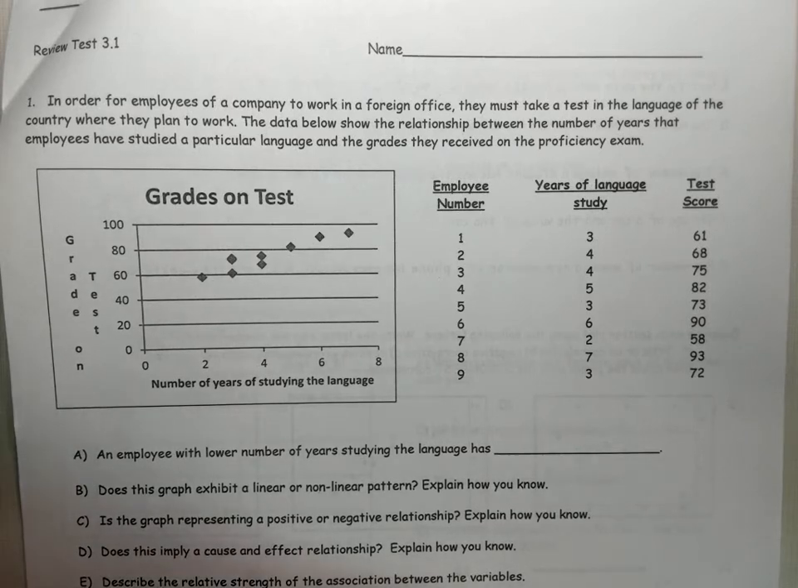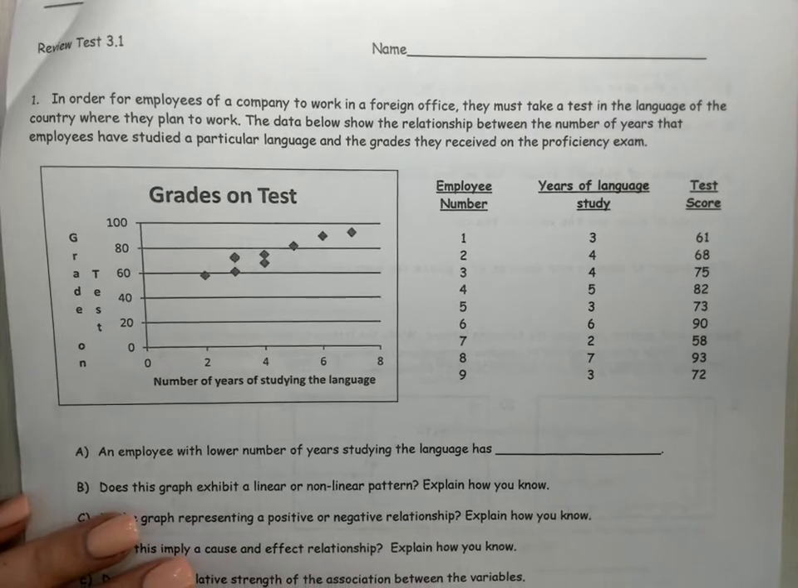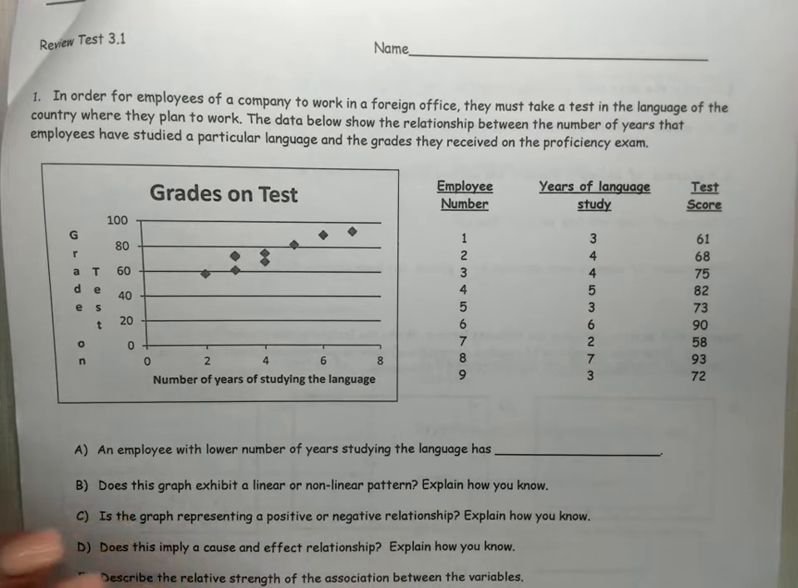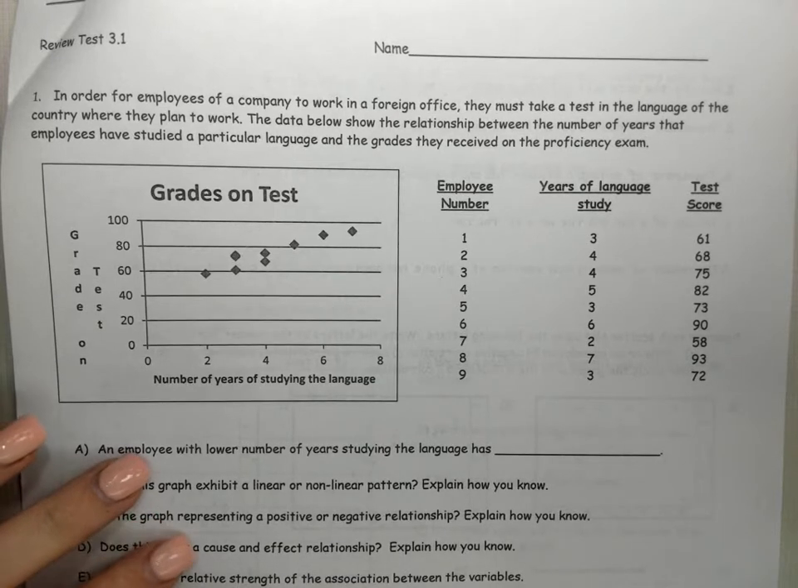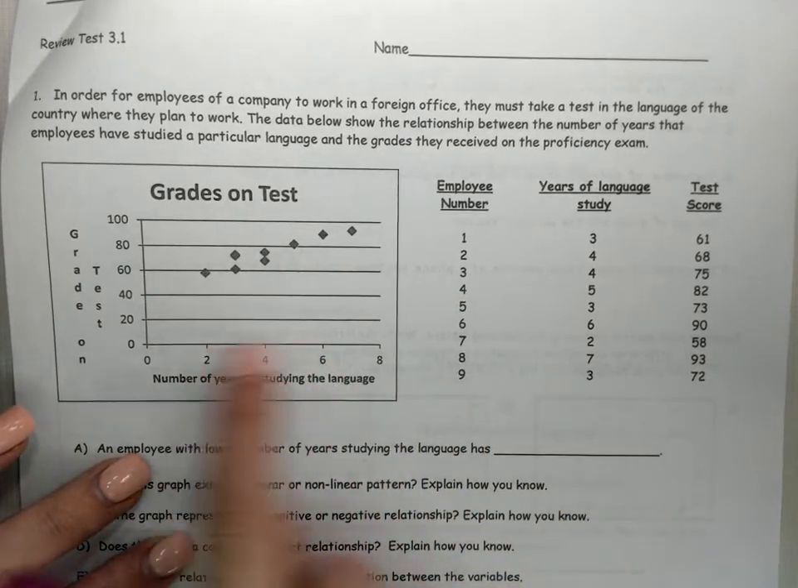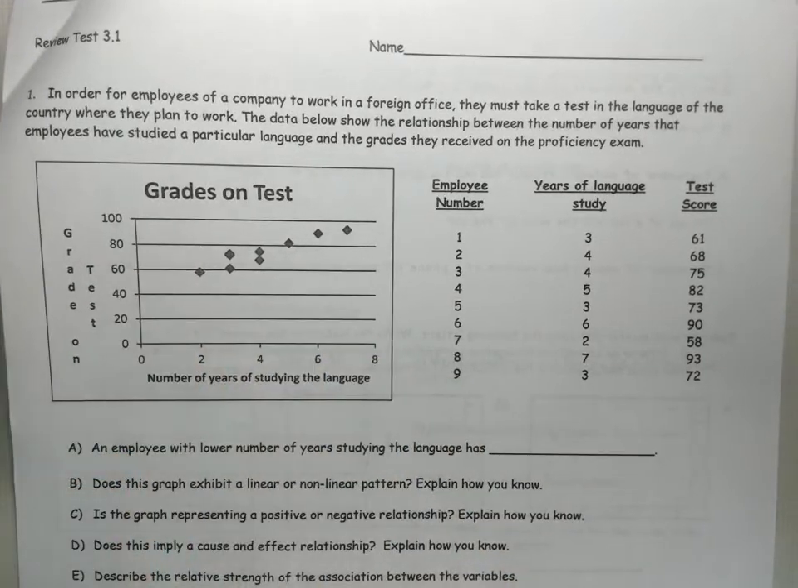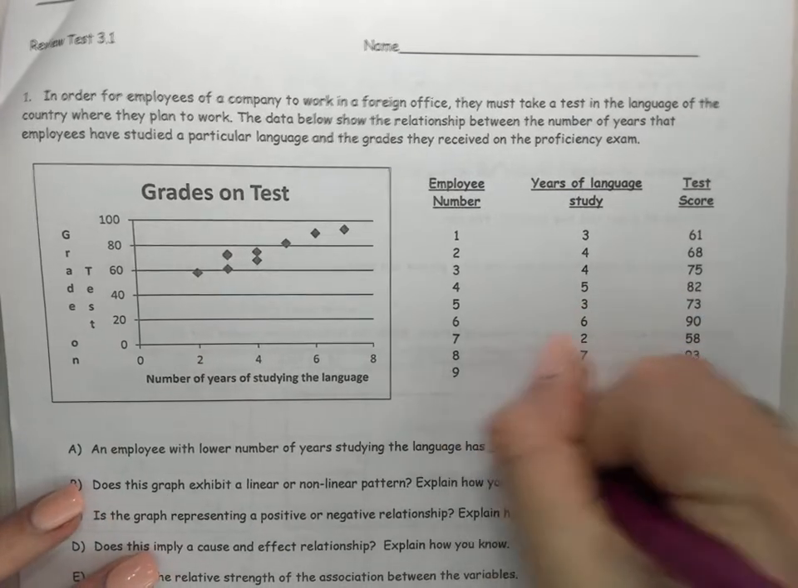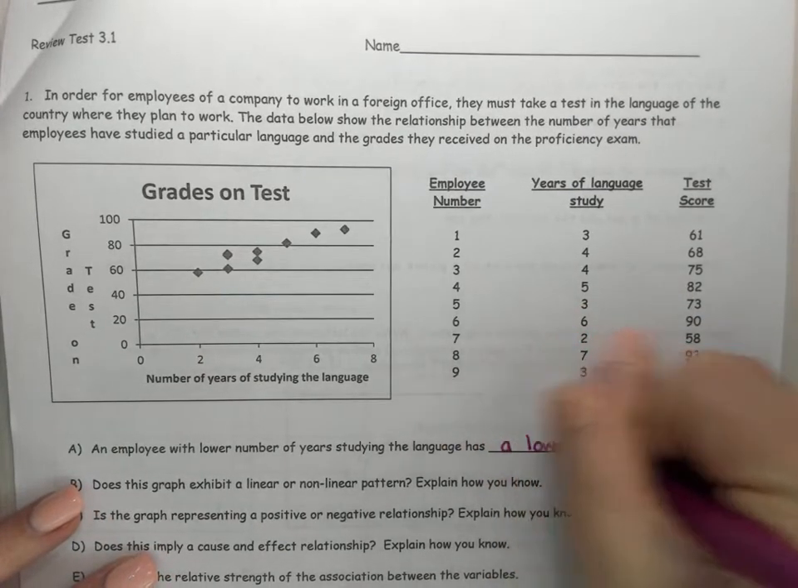In order for employees of a company to work in a foreign office, they must take a test in the language of the country where they plan to work. The data below shows the relationship between the number of years that employees have studied a particular language and the grades they receive on the proficiency exam. So an employee with a lower number of years studying the language has, generally speaking, a lower test grade.